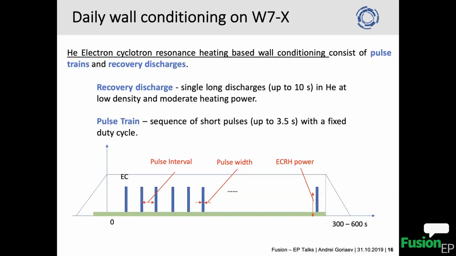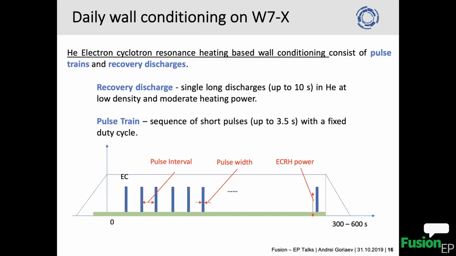So there are two types in the case of W7X: long single discharges, up to 10 seconds with different power, and the so-called pulse train. It's a sequence of short pulses with a fixed duty cycle, meaning we have a certain pulse length, a certain interval, and a certain number of pulses in the pulse sequence. Why do we need to use a pulse train?